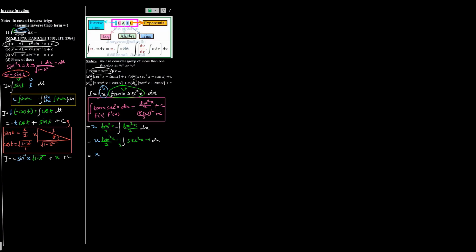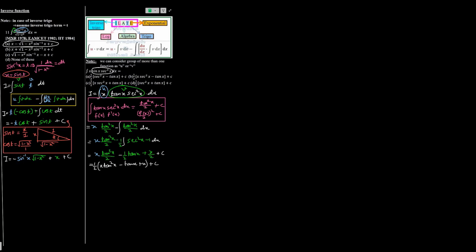So again, first term still remains as it is. In second term, we will get minus 1 by 2. Integration of sec square x will be tan x. Integration of 1 will be x. So that will become plus x by 2 plus c. To get final answer, we can take 1 by 2 common. So we get x tan square x minus tan x plus x plus c.